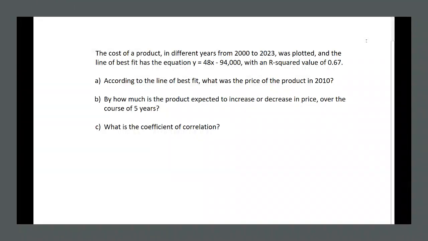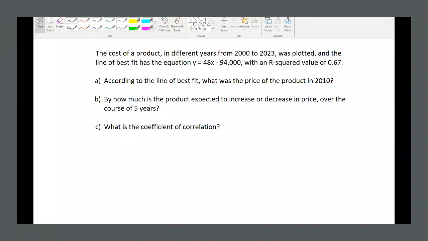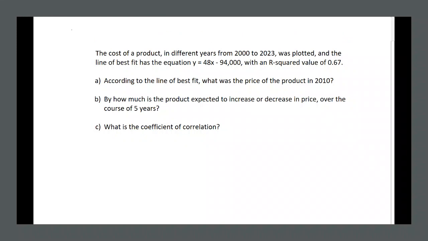How's it going, everyone? This is going to be a walkthrough of some common questions that have to do with linear regression and correlation. So we have the cost of a product in different years from 2000 to 2023 was plotted, and the line of best fit has the equation y equals 48x minus 94,000 with an r-squared value of 0.67. And we have some questions about that.